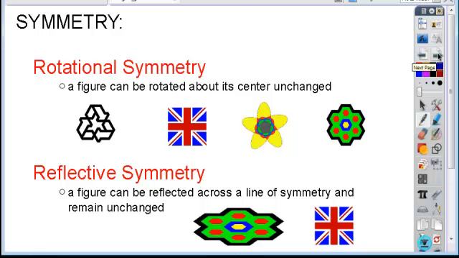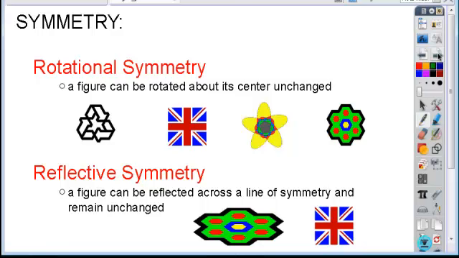All right, the last concept that I want to talk about is symmetry. And there's two types of symmetries that we're going to go through. And those are rotational symmetry and reflective symmetry. All right, rotational symmetry means the following.